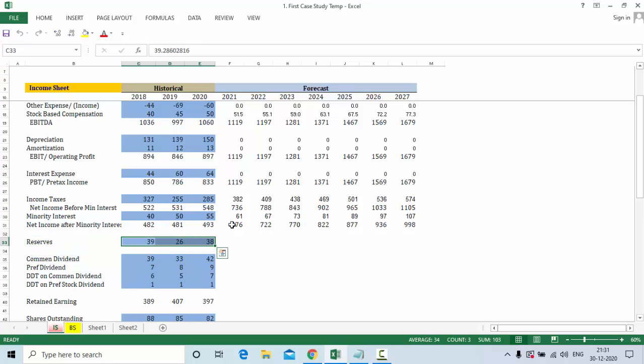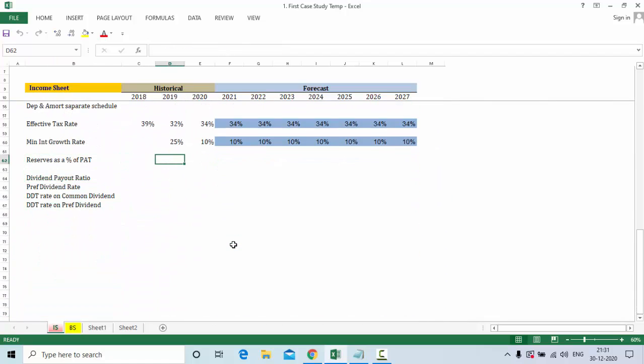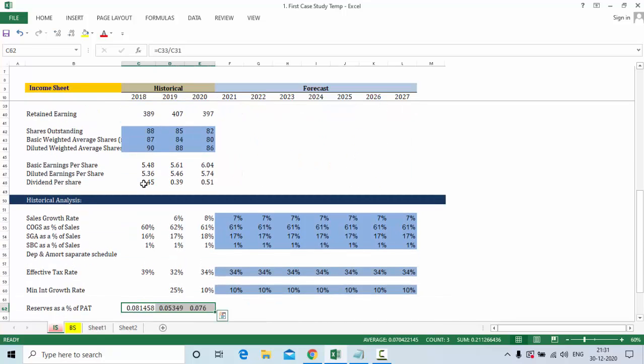So this reserve we can keep as a part of profit. So what we can do, we have to calculate reserve as a percentage of profit first. So reserve as a percentage of profit, equal to, come above, this reserve divided by net income after minority. Click on this, enter, Control R, convert it into percentage format. Now we can assume that company will keep 8% of reserve in the future.